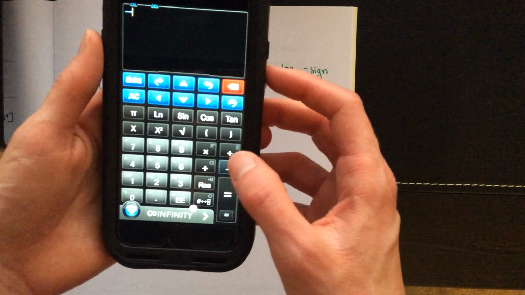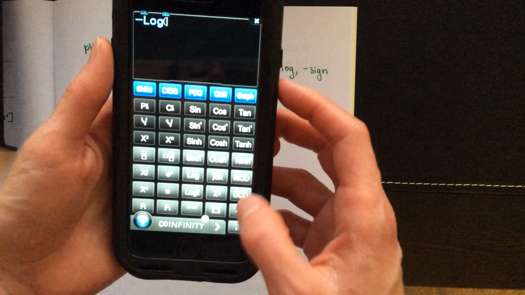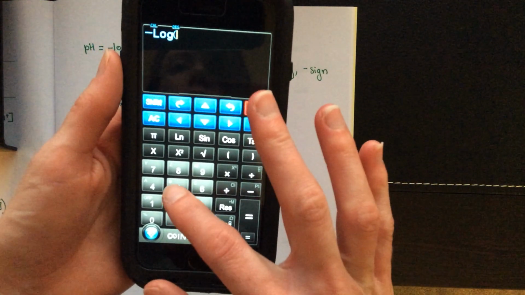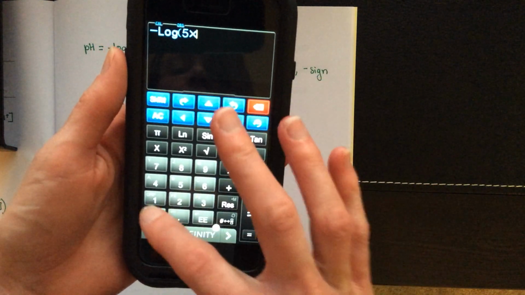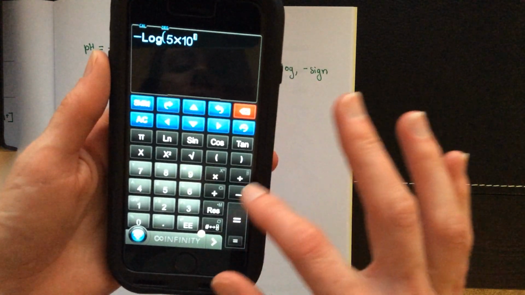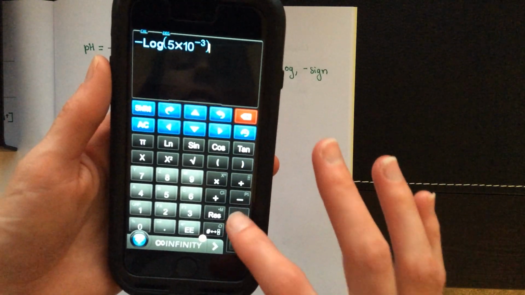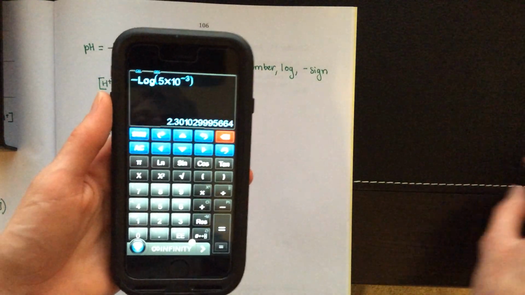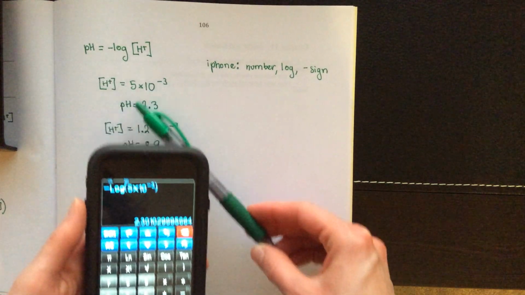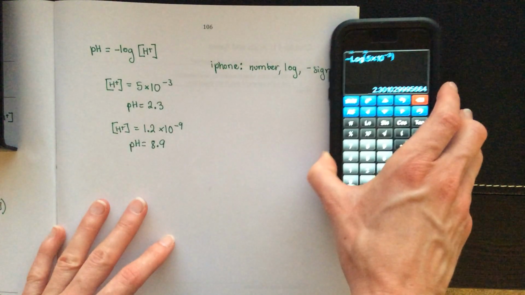But find your negative sign. Push the negative sign. Push log. And then type the number. So 5 times 10, and then you'll have to do the to the button. Negative 3. And you'll get 2.3. Just like we did on the iPhone. So, that's how you would do it on an Android.